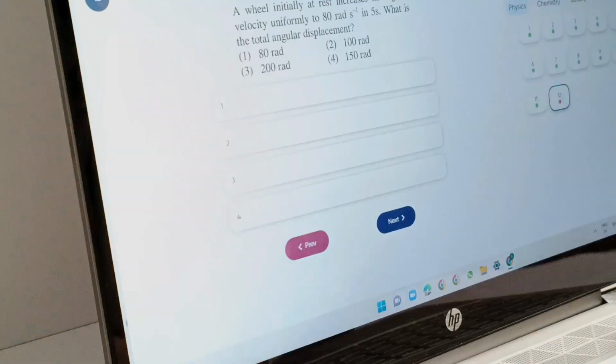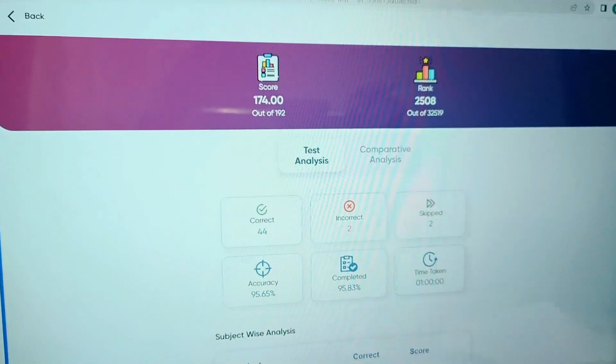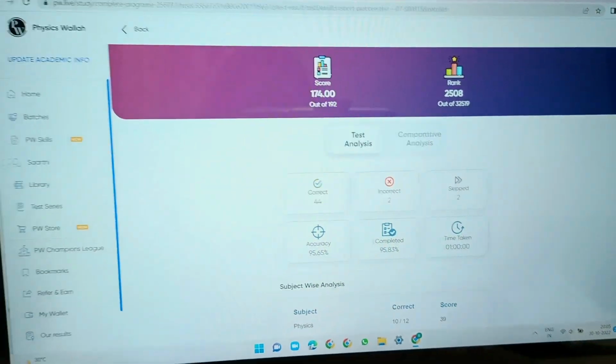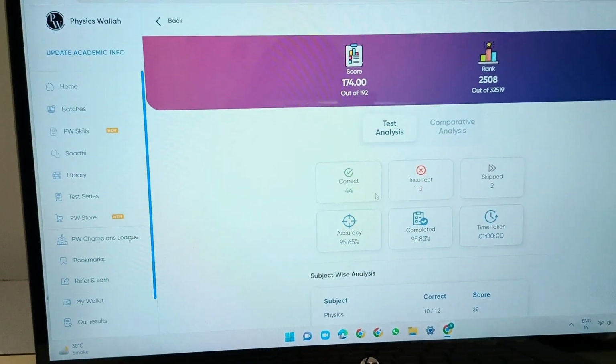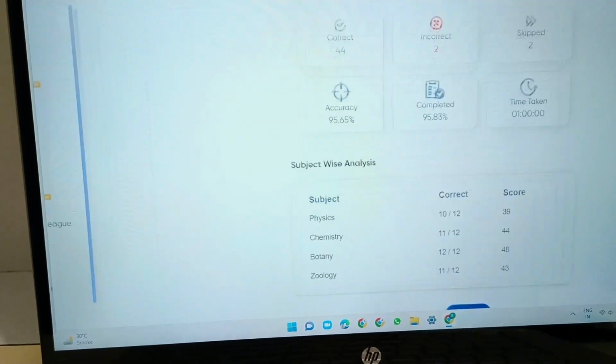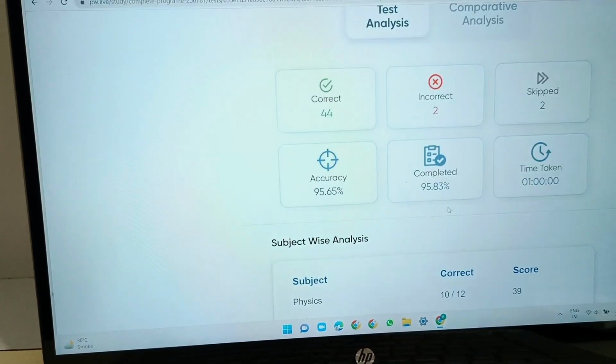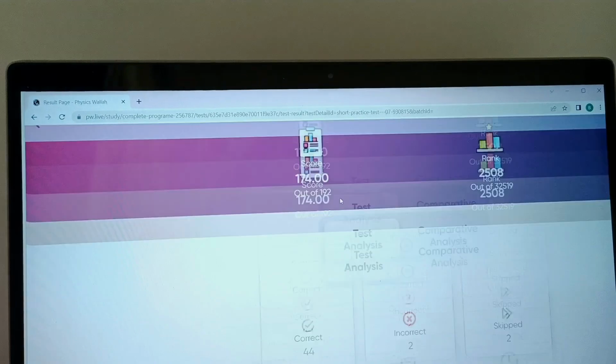Here I'm solving the test, and do comment what was your marks in the last short test 7. So from now I have decided that I will be revising each and every day. And I will definitely share with you guys what my revision plan, revision schedule is.